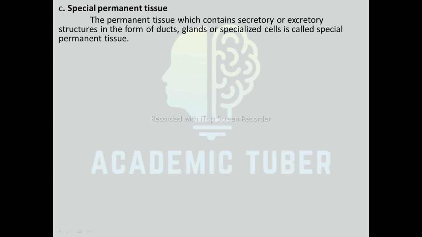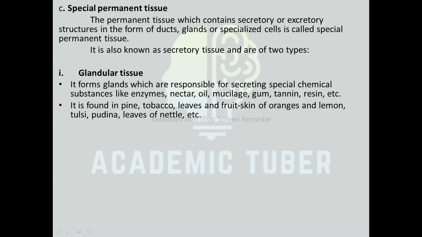Special permanent tissue. The permanent tissue which contains secretory or excretory structures in the form of ducts, glands or specialized cells is called special permanent tissue. It is also known as secretory tissue and is of two types. First one is glandular tissue. It forms glands which are responsible for secreting special chemical substances like enzymes, nectar, oil, mucilage, gums, tannin, resin, etc. It is found in pine, tobacco leaves, fruit skin of oranges and lemons, tulsi, pudina, leaves of nettles, etc.